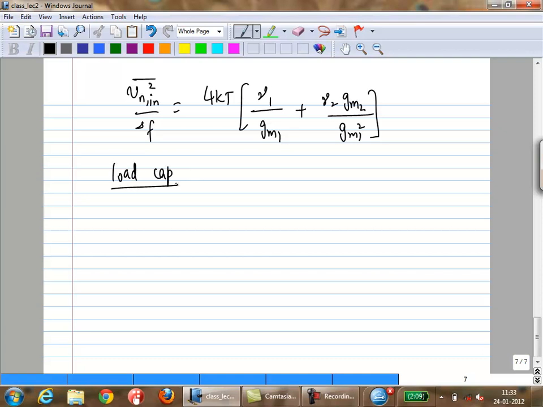Suppose you have a load cap. Now, so far we have been looking at low frequency behavior. Okay. Suppose you have some capacitance. We look at the case where you have an output capacitance. We look at the case where you have an input capacitance. Okay.